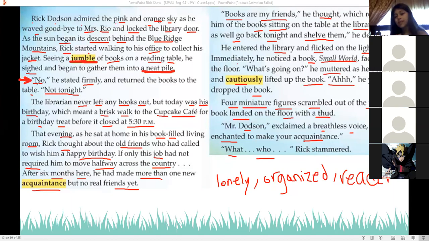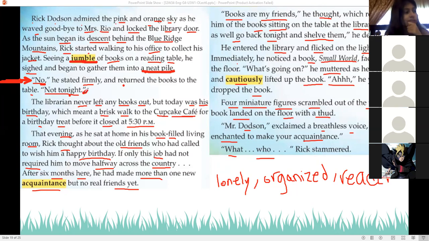Somewhere. No, he stated firmly. Is it in the second one or is the first one? I drew an arrow. Do you see it? No, he stated firmly and returned the books to the table. Not tonight. The library never left.